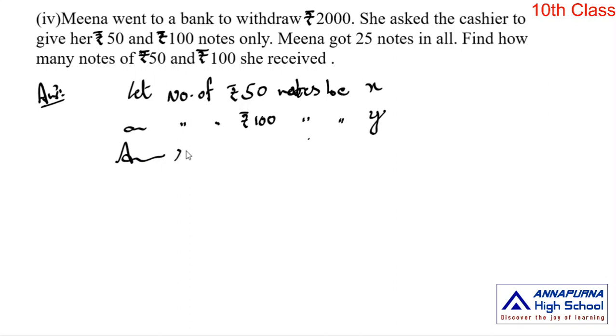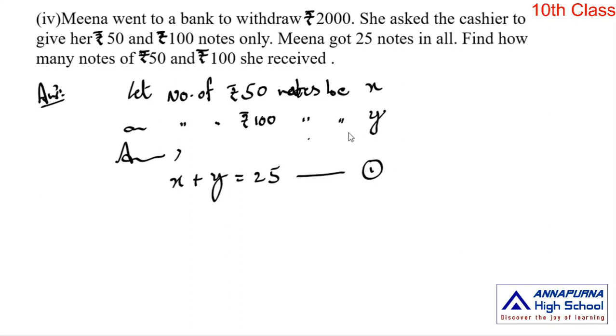So according to the question, total she got 25 notes. That means x plus y is equal to 25. Here x presents the number of 50 rupees notes and y presents the number of 100 rupees notes. So totally she got 25 notes, means x plus y is equal to 25. This is the first equation.